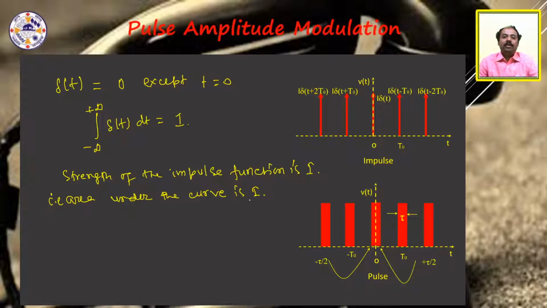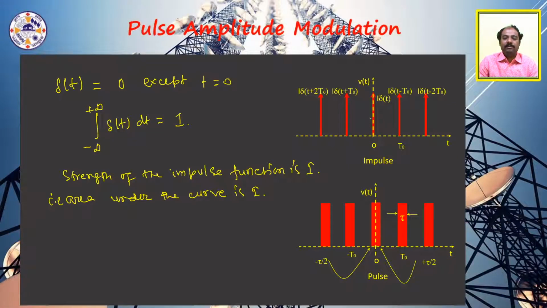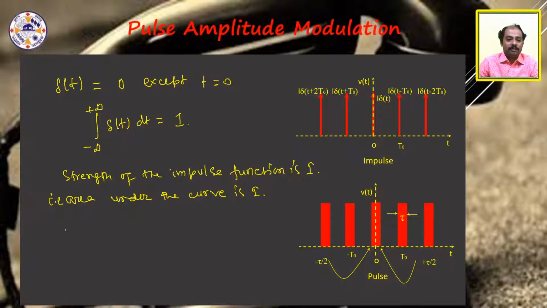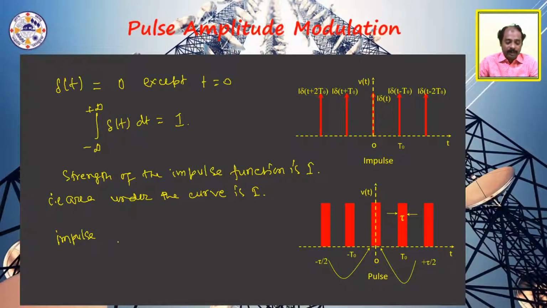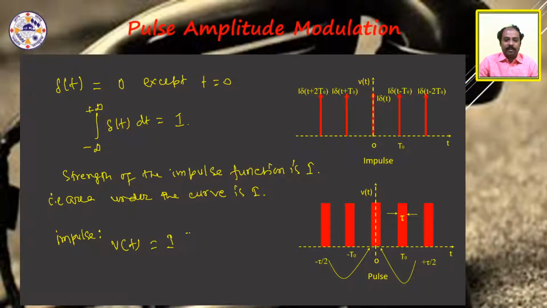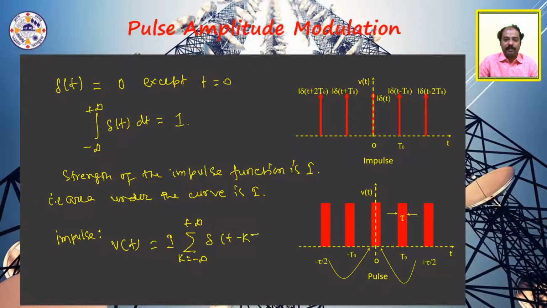Actually, when t is equal to 0, the strength of this impulse will be I. Now, if we want to express this impulse mathematically with the help of our Dirac delta function, we can define it as v of t equals I times the summation over k equals minus infinity to plus infinity of delta of t minus k t0.